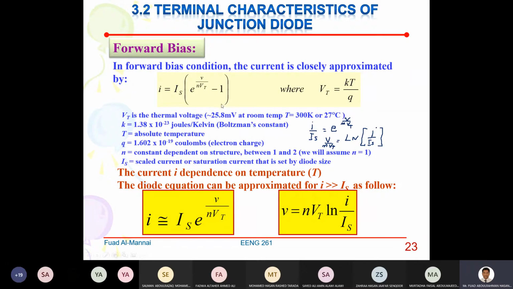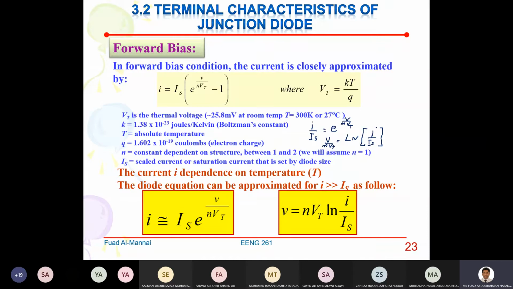All right, and IS in this case is called scale current or saturation current. That is set by the diode size, or usually it is set by the manufacturer who manufactures that diode. Where do you find that information? You find it in the data sheet of the diode. Sometimes they call it a spec sheet, short for specification sheet.